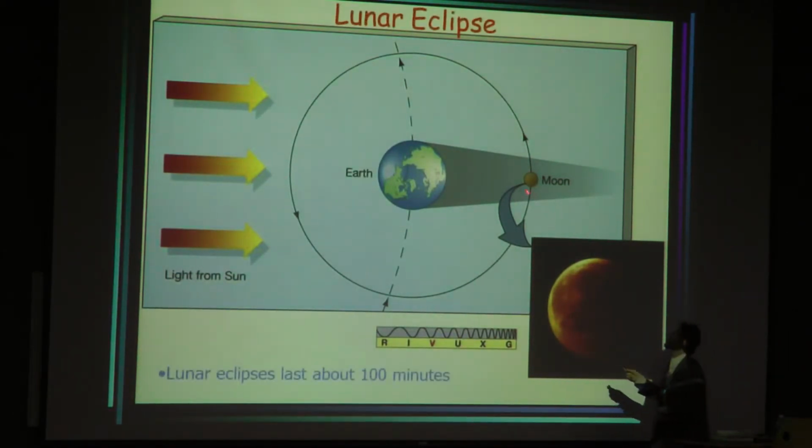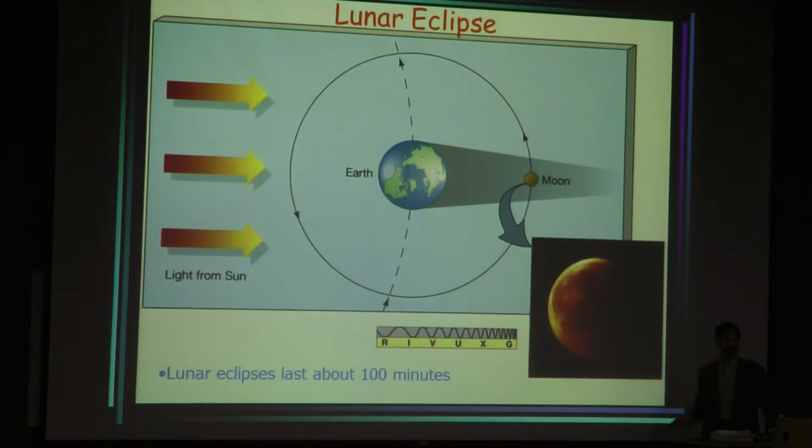Lunar eclipses are seen from anybody on the night side of the Earth. So, billions of people basically will see a lunar eclipse, whereas only maybe thousands of people will see a solar eclipse at a given moment, because the entire night side of the Earth is going to be able to see the lunar eclipse, and it lasts a lot longer, about 100 minutes, so about an hour and a half or so for a lunar eclipse.